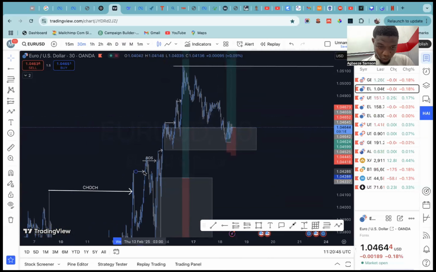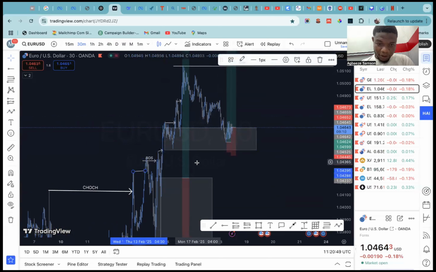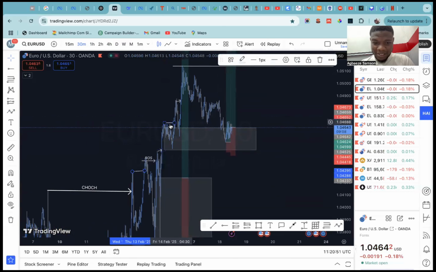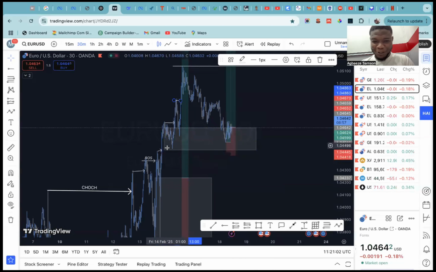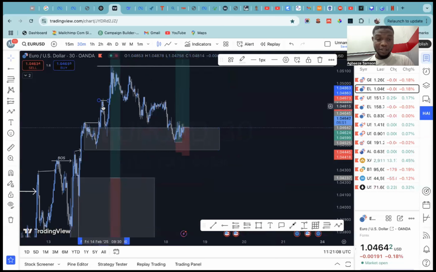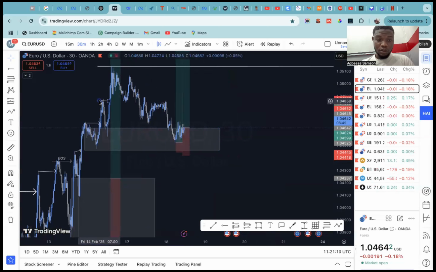So you see this one that did not show well in 4 hours, it's showing better now. You see, this is the valid one. This is not really very valid. A lot of people will have taken this trade, so the market just picked them out and came down to this point and tapped in. So this is a very valid break of structure. This is not really very valid, but it's actually a break of structure.